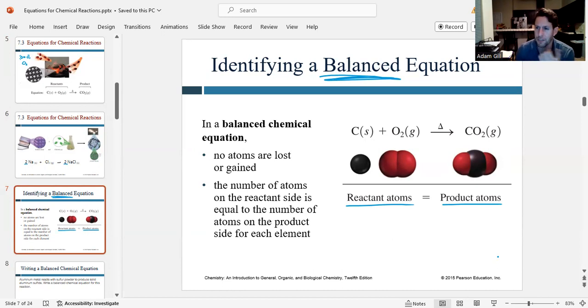Okay? So you have to make sure that the number you started with is the same number that you finished with. Right? You have to account for all the atoms. So in this equation here, we had 1 carbon atom and 2 oxygen atoms on the left side. And then on the right side, we still have 1 carbon and 2 oxygens.